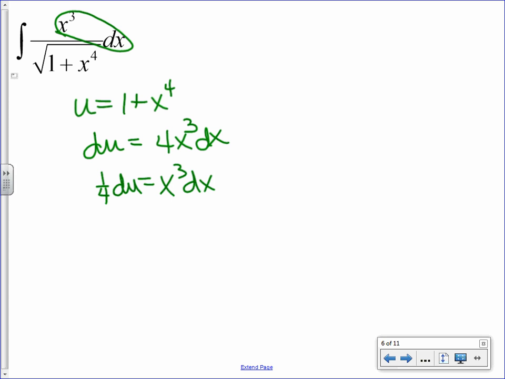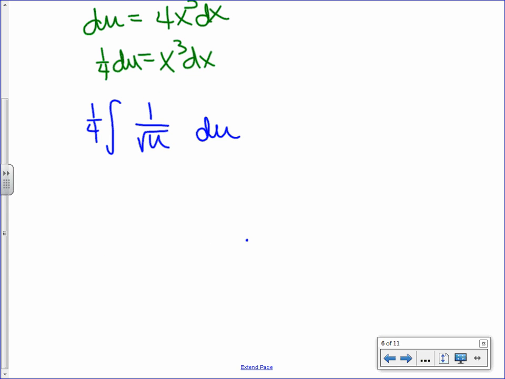So we're going to make this substitution. So we have 1/4 du, right? Times 1 over the square root of u. What do we need to do with 1 over the square root of u before we integrate? We need to rewrite it as u to the negative 1/2.